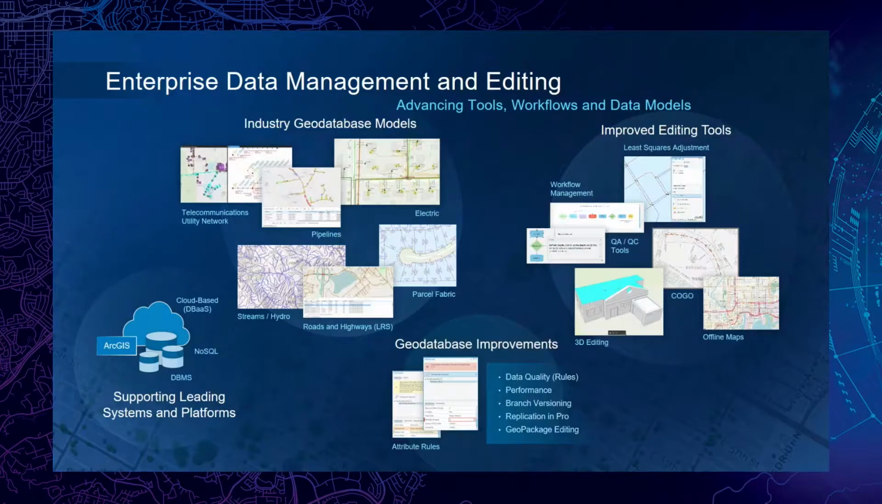Data management is another fundamental aspect of enterprise GIS. Esri is advancing the tools, workflows, and data models, extending new industry geodatabase models like utility network for utilities and telecoms, based on changing requirements for those industries, like the parcel data model to manage parcels, improving the editing tools. Esri is also expanding the support for new database management systems and continues to evaluate support for other database as a service offerings in future ArcGIS releases.